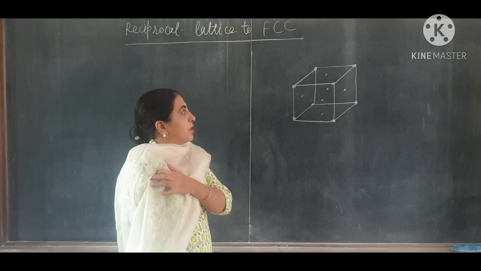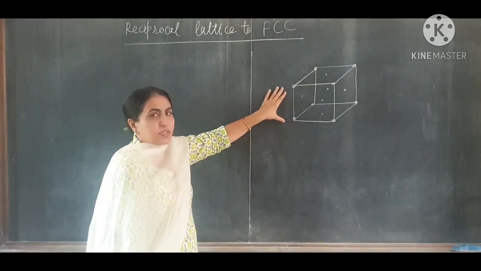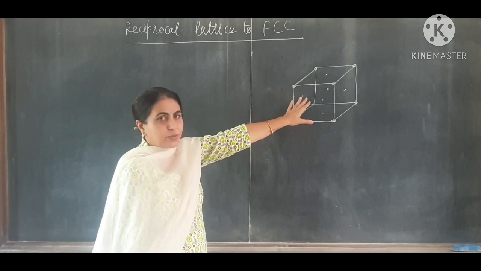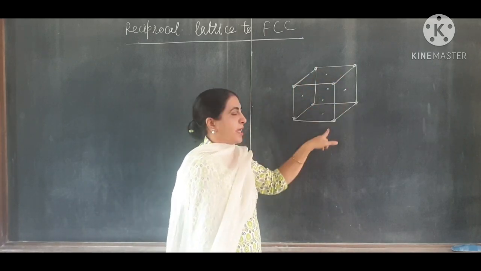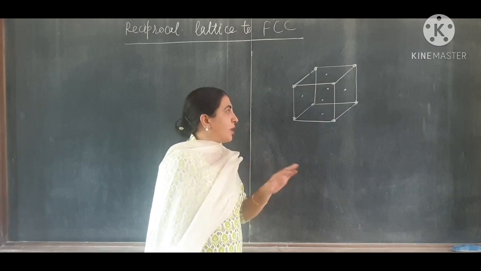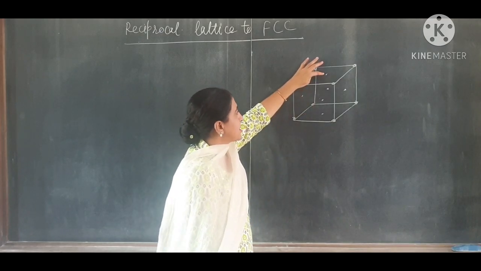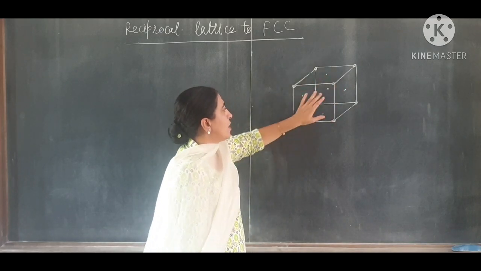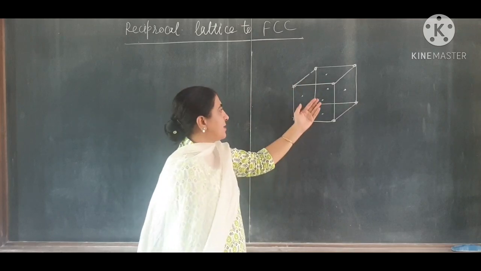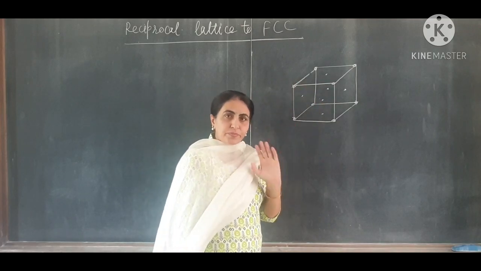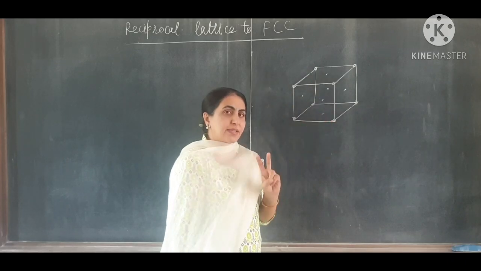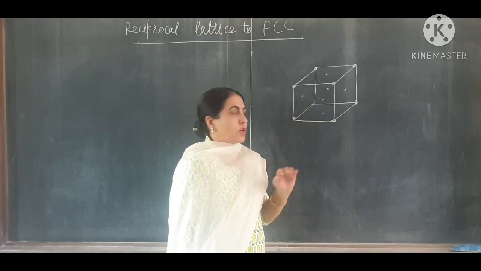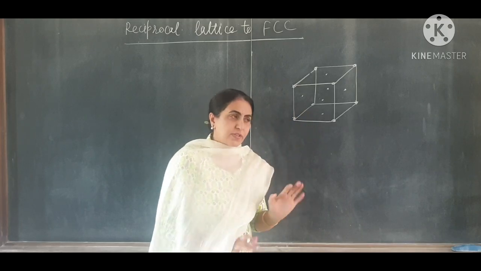So first of all, we draw an FCC unit cell. This is a face centered unit cell. 1, 2, 3, 4, 5, 6, 7, 8. 8 atoms are at the corners and 6 atoms are at the faces. 1, 2, 3, 4, 1 on the front face and 1 on the back face. Clear? So total 8 corner atoms and 6 atoms at the faces. So this is a unit cell of FCC.